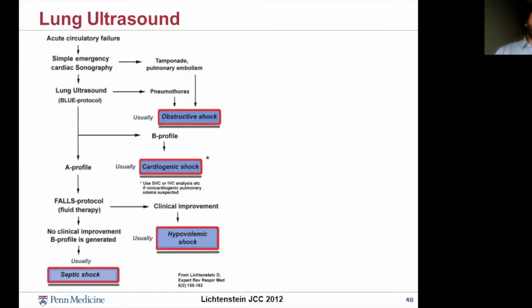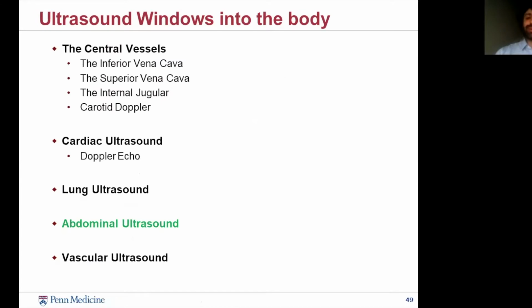Then, if they had an A profile, those horizontal lines, he started giving them fluid. His basic protocol was that he gives them fluid until they either get better or until they start having B lines on their lung ultrasound. This is akin to resuscitating someone with intravenous fluid until they become more hypoxemic. You can tell that this isn't exactly an elegant path, but it seems to have some clinical justification. There have not, however, been any studies talking about the clinical outcomes using the FALLS protocol.